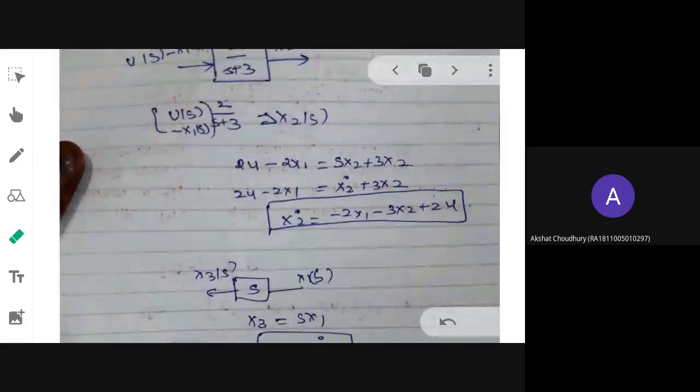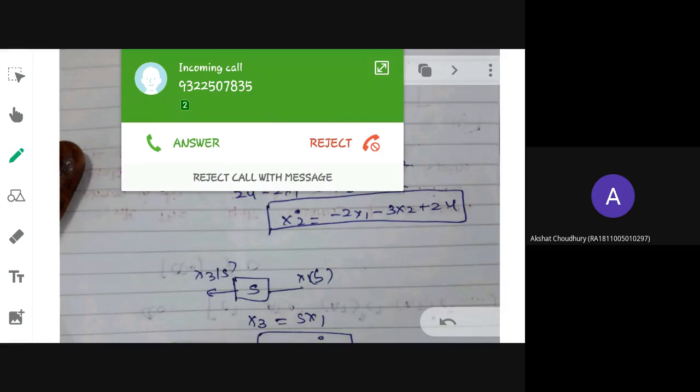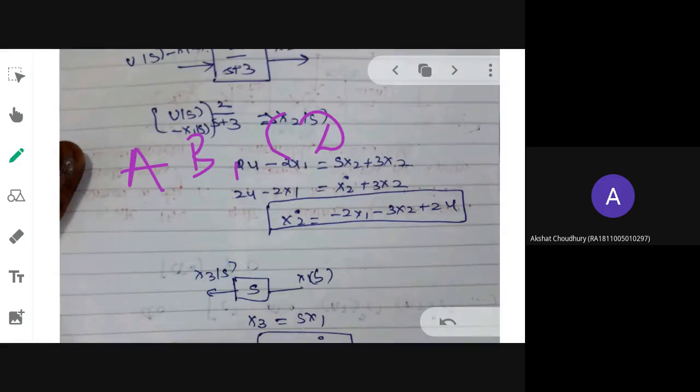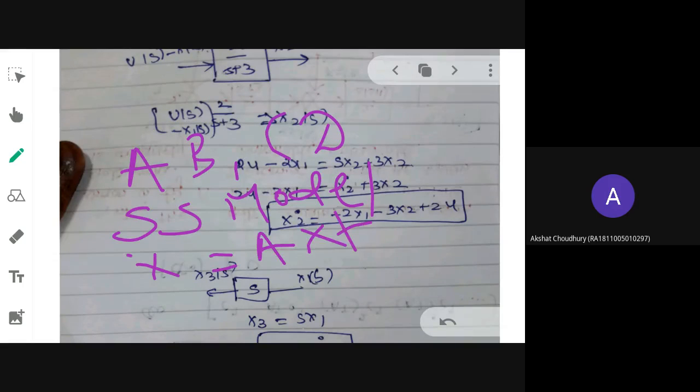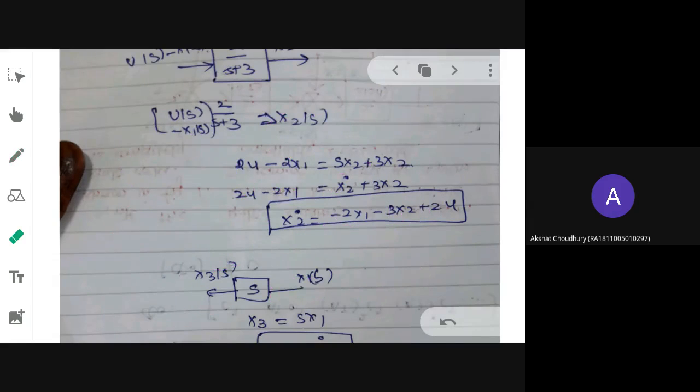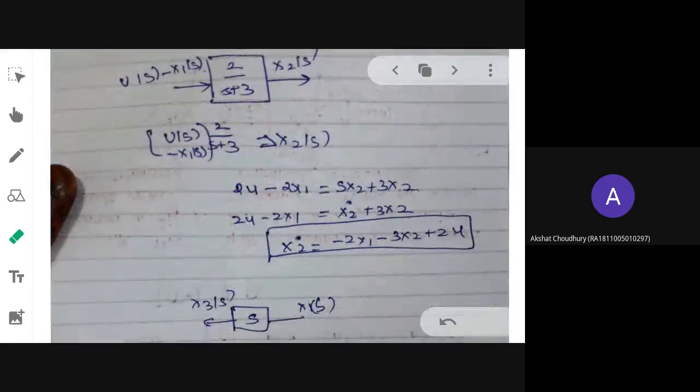Sometimes they will give you directly what is A, B, C, D. Okay, that way it's easy. Or otherwise, sometimes they will give you the state space model itself: x dot is equal to Ax plus Bu and y is equal to Cx plus Du. But here in the problem they did not give either thing. They have given a block diagram, so you need to know what is ABCD. For that purpose only you are simplifying all these things. So we are done with writing the equation. Now you have to simplify it further.